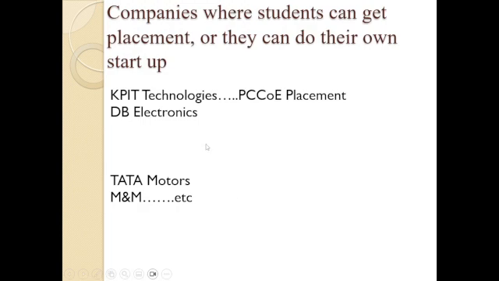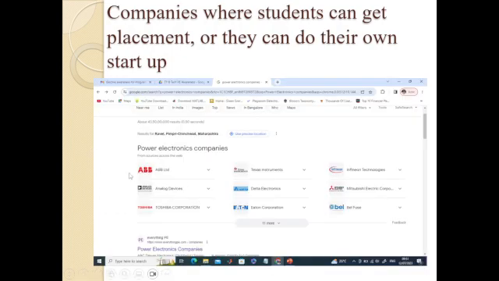Once they study all these courses, students can get placed in KP Technologies, because this is one of the companies associated with PCCoE for placement. Many of our alumni are working in KP Technologies. DB Electronics is one of the most popular companies in Pune in power electronics. Likewise, there are 70 companies in Pune of small, medium, and large scale. Even Tata Motors and Mahindra and Mahindra, which everybody knows, are working in electric vehicles. At the global level, ABB, Texas Instruments, Infineon, Analog Devices, Toshiba, Delta Electronics, and Mitsubishi Electric are companies working in power electronics.